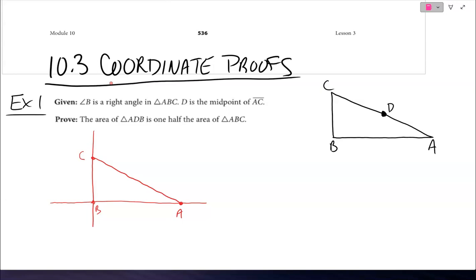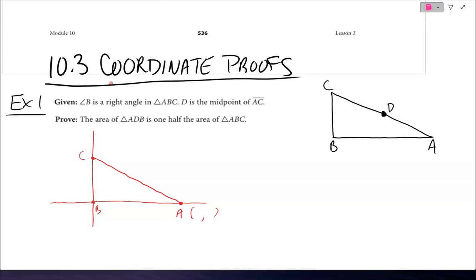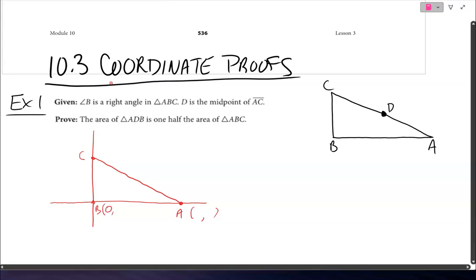So when I put a coordinate on the x-axis, which coordinate do we know for sure? Any point that's on an x-axis. What is B? Yeah, so we do know the coordinates for point B are 0, 0. But what about any other point?